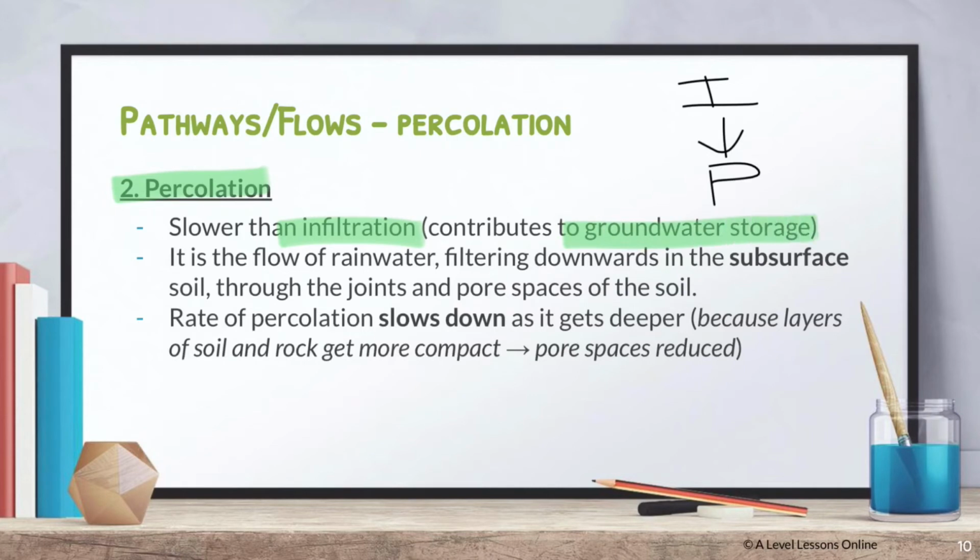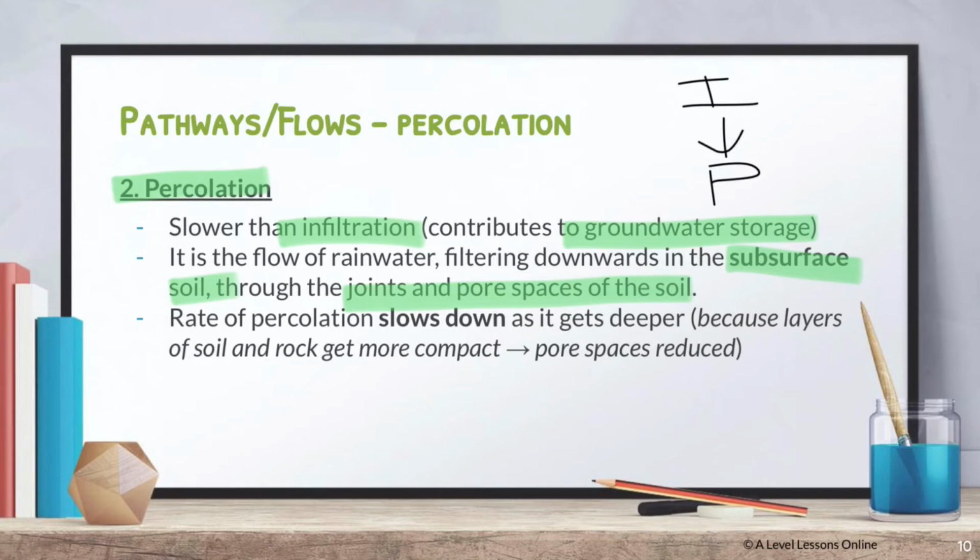It is basically the flow of rainwater which has been filtered downwards in the subsurface soil through the joints and pore spaces of the soil. So this is basically what happens after the water has infiltrated. Think of it like a war zone. Once the water has come in, it goes in further to wipe out the rest of the enemies. That is percolation. So it goes further behind the first line of defense. The first line of defense is basically infiltration. Once it has passed this level of infiltration, it will move on to the groundwater storage area.